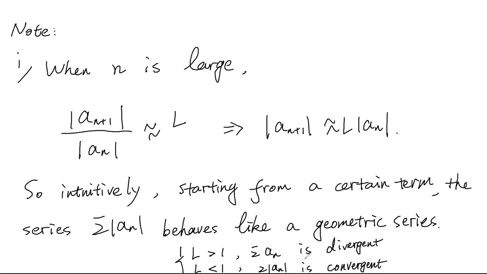But when L is less than 1, you get that the series of the absolute value of a_n converges, which means the original series a_n is absolutely convergent. So that original series is also convergent. But when L is equal to 1, we cannot extract any information from the ratio test.